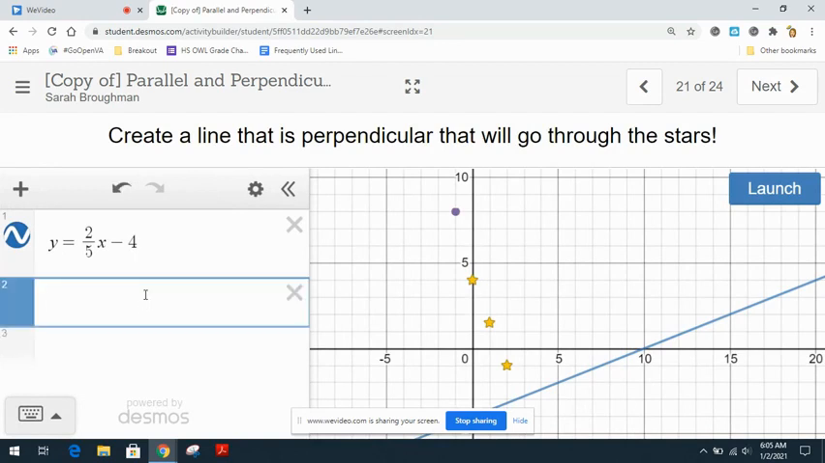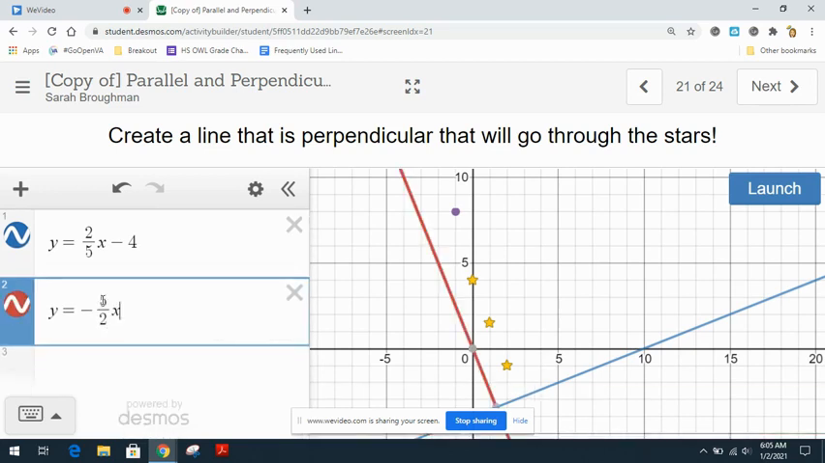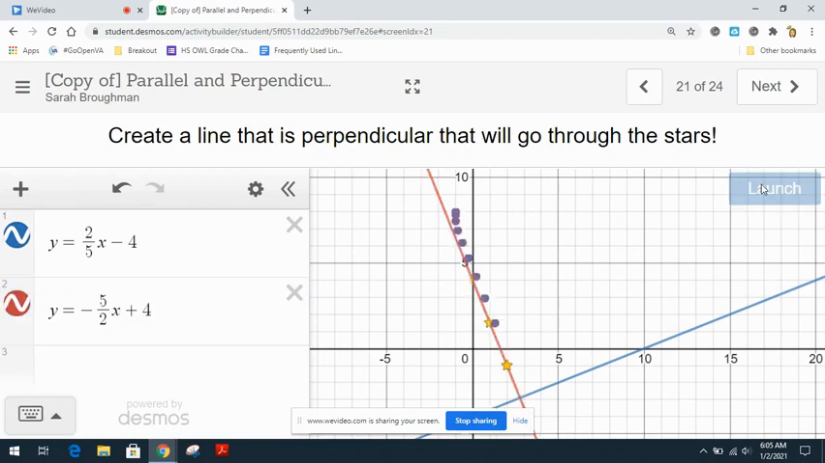Okay, so y equals, I start with a positive slope, so my perpendicular will be negative. I flip the fraction, so instead of 2/5, it's 5 divided by 2. And then I need to get through the stars, so that's positive 4 right there. Let's make sure it will. It does.